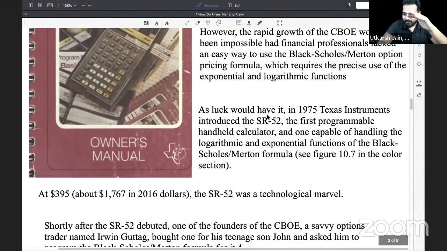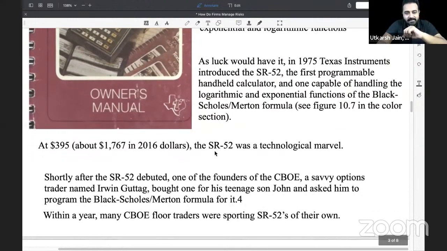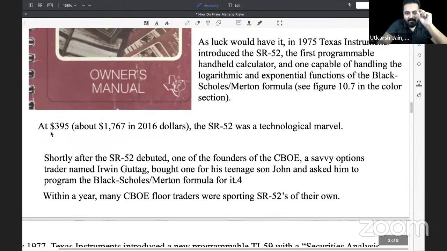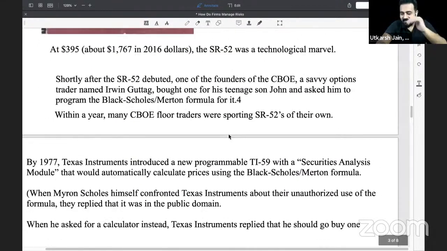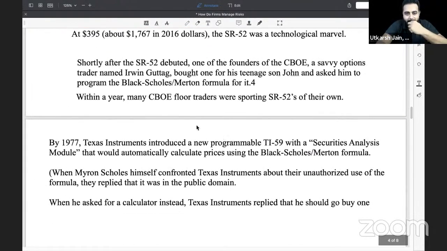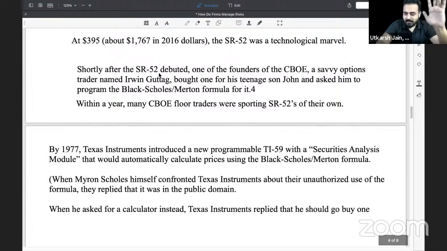Now, all this text is coming directly from the Adaptive Markets book. You can look it up. It's a really cool book. Now, the price of the calculator at that time was $395. So the inflation adjusted number in 2016 value is about 1700. I think in 2022, we're easily looking at about $2,000. Which means that $2,000 is a fairly sizable investment, almost priced at par with computers, maybe a little expensive. The SR52 then was a technological marvel. Great. Now, here's where the story gets a twist. All right, so look at this carefully. Now, this SR52 gets launched.